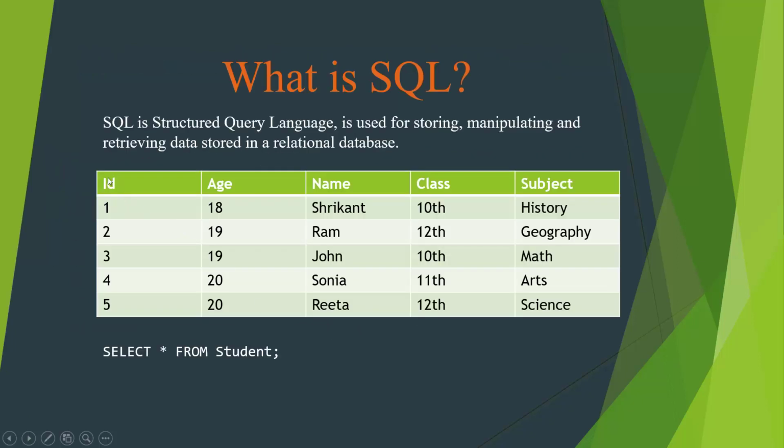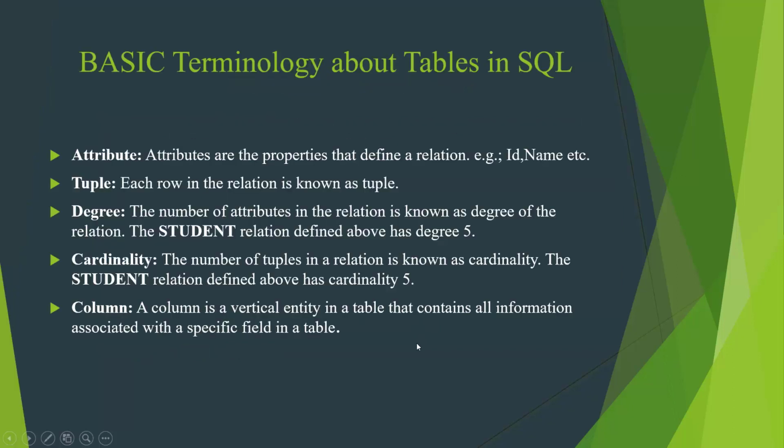So ID is a column. When we select the ID column, all the information will come here. If you select column A, all the information respective of the age will come, like 18, 19, 19, 20, 20. Name is a column, class is a column. So if you select any column, all the values will come from that column. So this is the basic terminology we understood about tables in SQL.